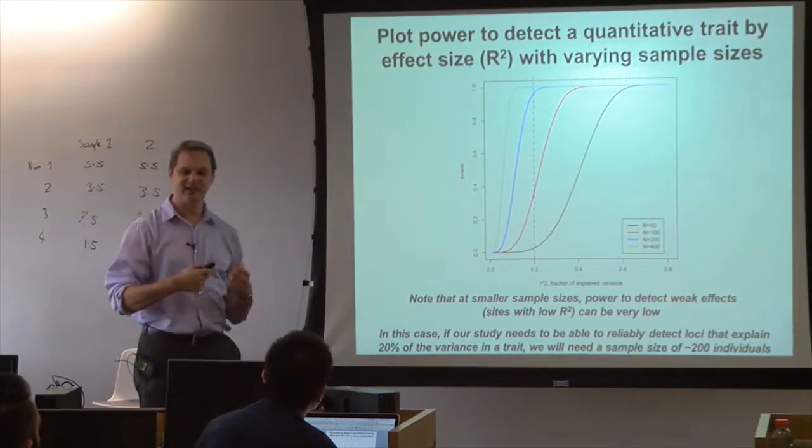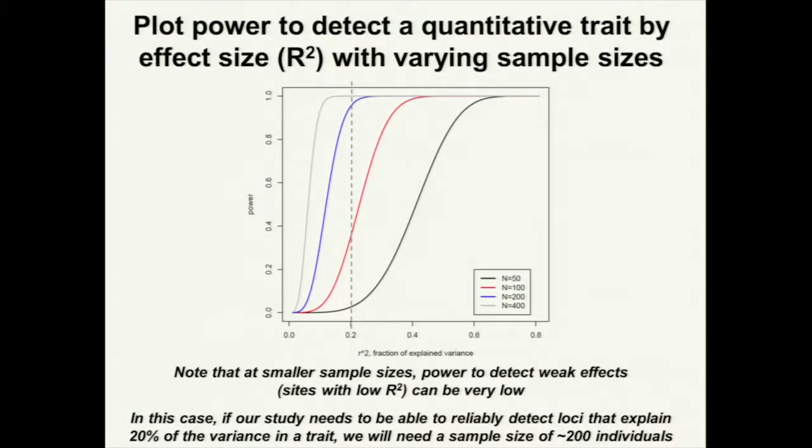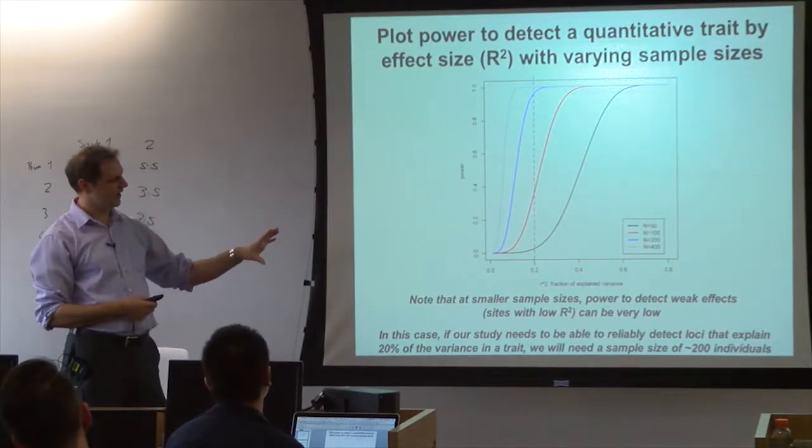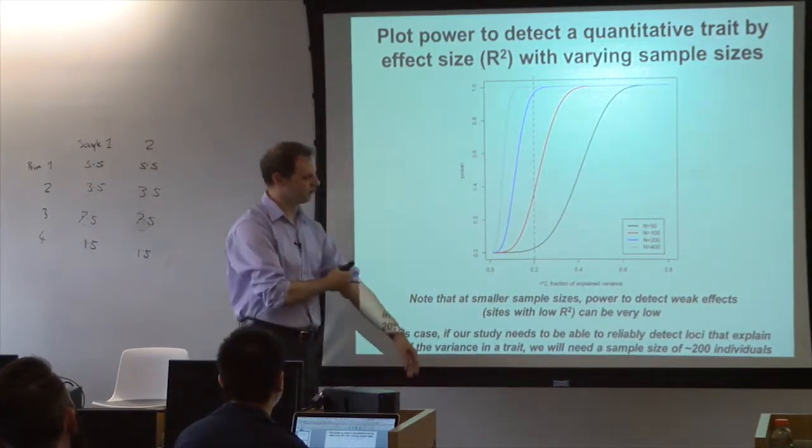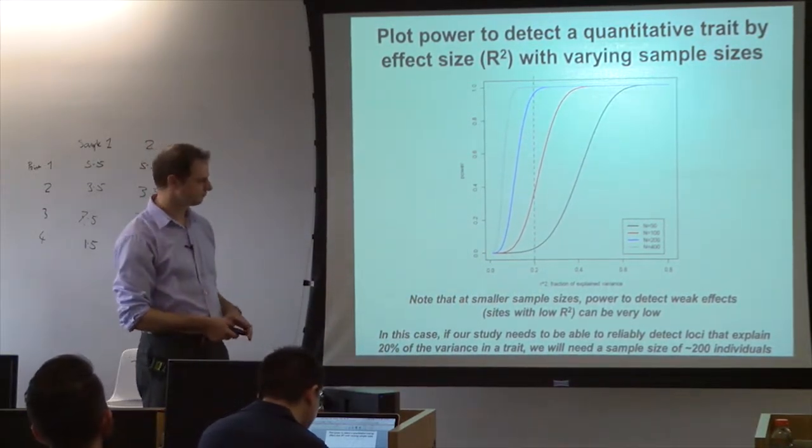of detecting that association. If I go up to 200, I'm on solid ground. You're going to have about a 95% chance of seeing a variant that influences 20% of the variance in that trait if I use 200 people.